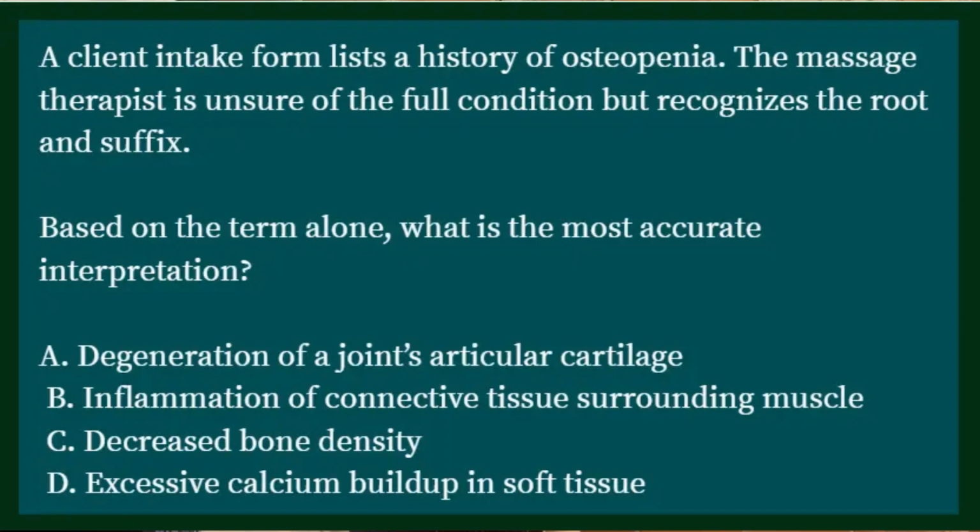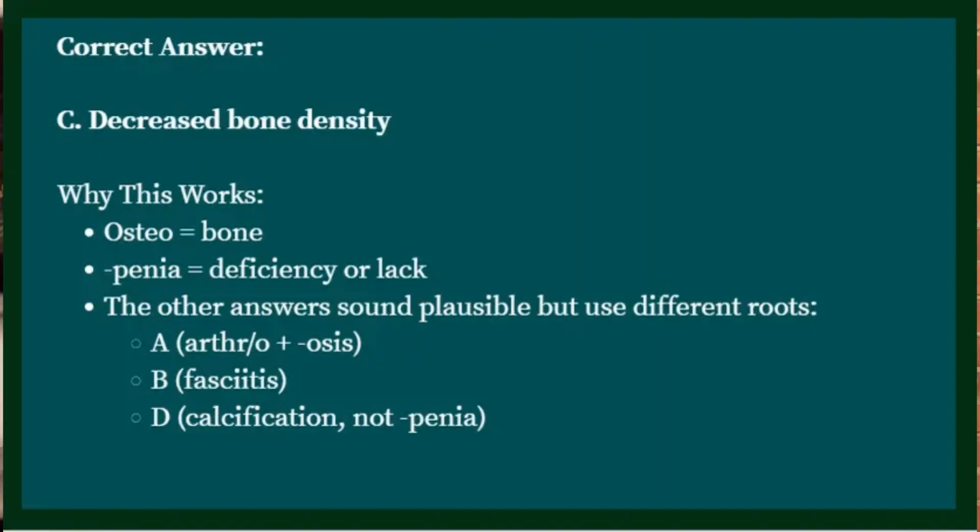Degeneration of a joint's articular cartilage. Joint's articular cartilage does not refer to bone, but we're going to go ahead and scoot that aside and put a pin in it. Inflammation of the connective tissue surrounding muscle. We're going to throw that aside because that doesn't have to do with bone. Decreased bone density. We're going to put a pin in that one. And we have excessive calcium buildup in soft tissue. That doesn't make sense to me. That would be some kind of myo something condition, right? So C would be the best answer because it's referring specifically to bones.